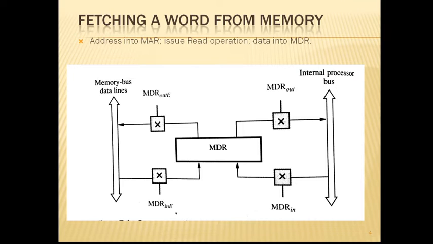This input is selected when MDR in E, that is MDR in of external bus, is set to 1. Next, a second tri-state gate that is controlled by MDR out E, that is MDR out of external bus, can be used to connect the output of the flip-flop to the memory bus. That output can be connected to the memory bus using MDR out E, and that is done with the help of a tri-state gate.